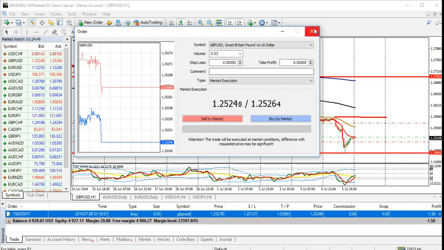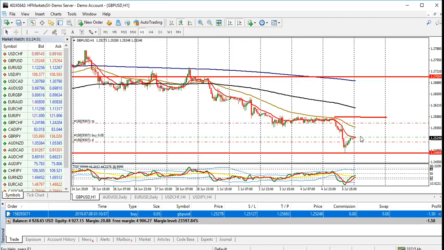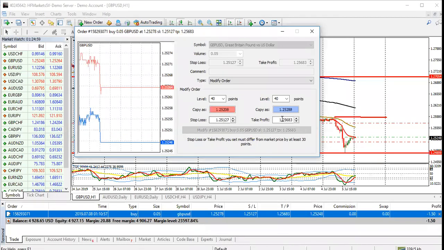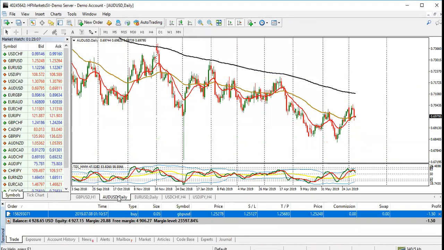If you want to sell, we do the same thing. To modify, you double click on the price here. You can enter your figures here for your stop loss. You can enter your figures here for your take profit, and you click on modify, boom, and you're good to go.